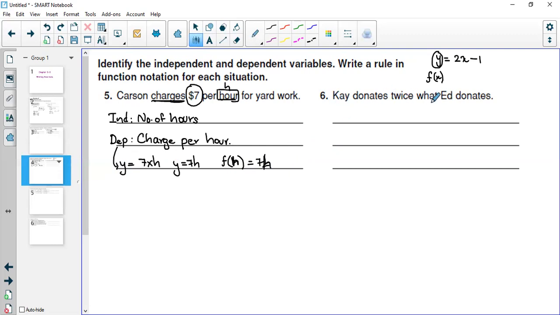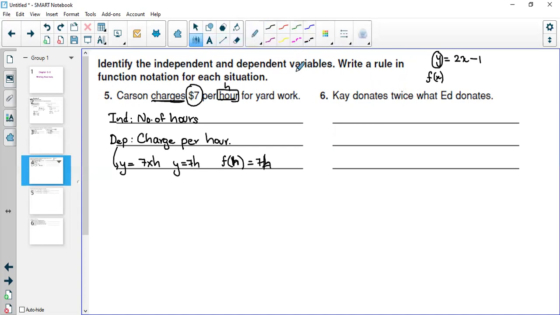Right, let's see this one. K donates twice what Ed donates. So K is donating. I hope you know the meaning of donate. It means to give something for the poor people, to help the people. So K donates twice. Twice is one of the things we have to keep in mind. Twice means 2 times.